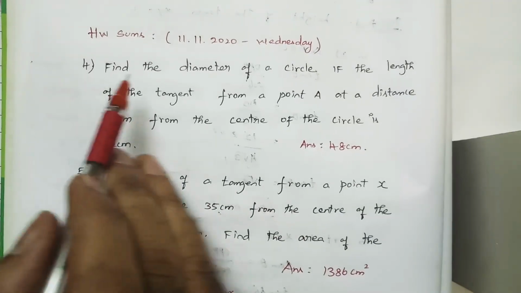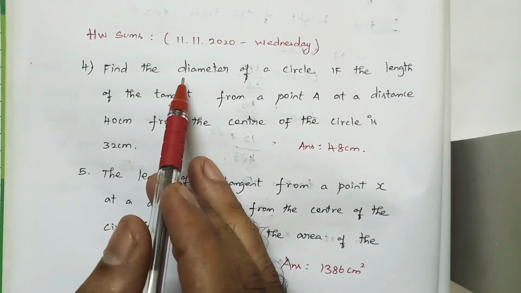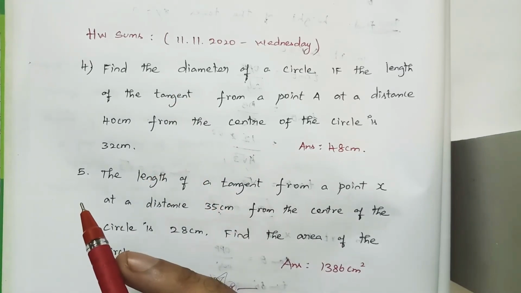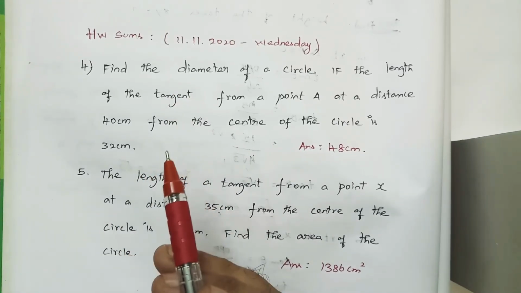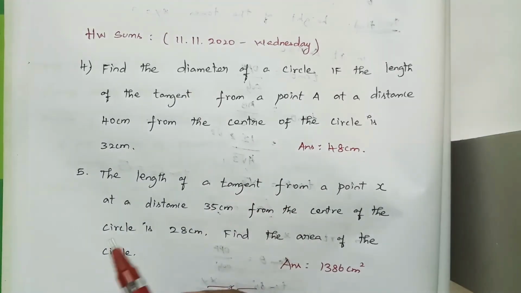Okay, sum number 4: find the diameter of a circle. How do we want to find the diameter of the circle? If we know the radius of the circle, then by multiplying by 2, we will get the diameter. So first we want to find the radius. So how are we going to find the radius?